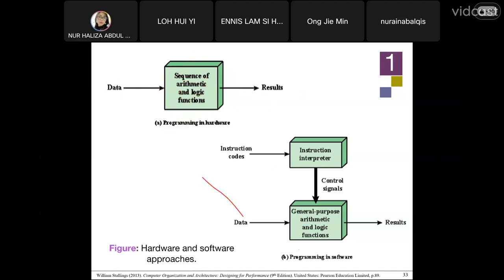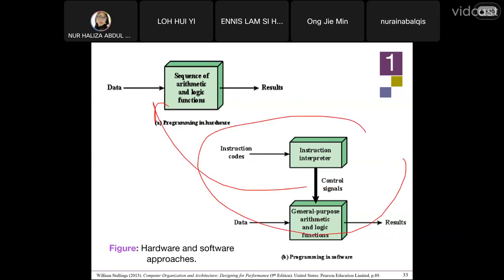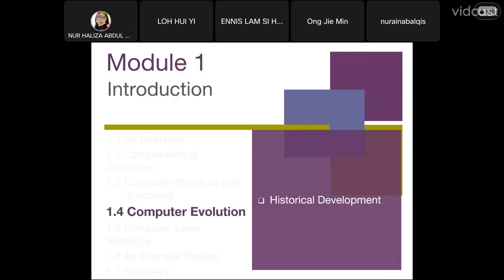And then programming in software, we're going to have an instruction code, the interpreter if needed. If not, you just go directly from data to arithmetic control function and then result. This thing you push to your control signal directly. So you can see that actually you need this kind of thing to add on top of your programming in hardware.